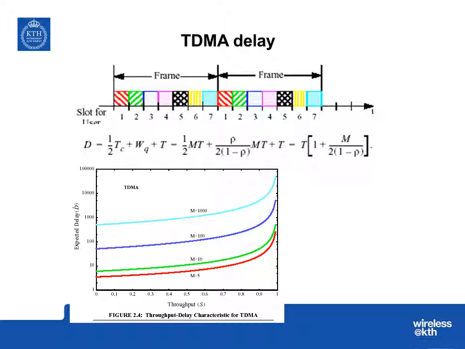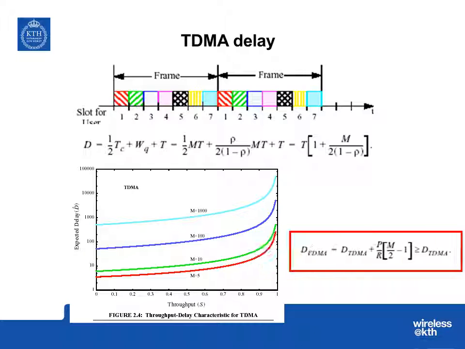The asymptote of the TDMA system and the FDMA system are the same, but the difference is now that instead of having a delay of m for an almost empty system with traffic intensity close to 0, it will have delay m over 2. And we can show that the delay of the TDMA system will always be smaller than the delay in an FDMA system, although the differences will diminish as we get closer to the asymptote.